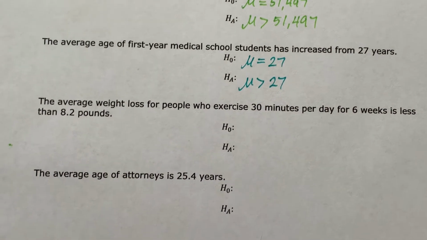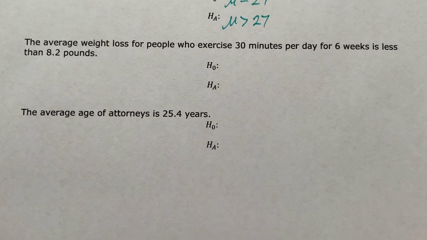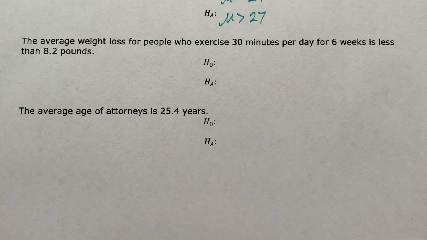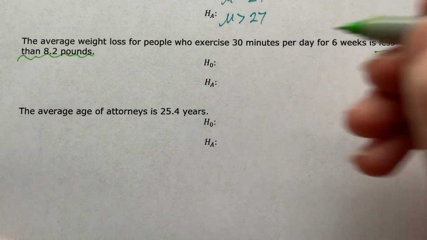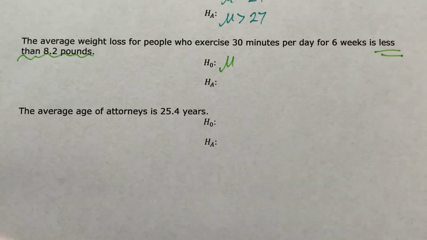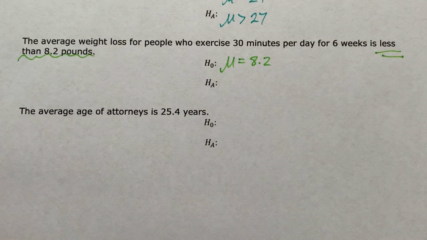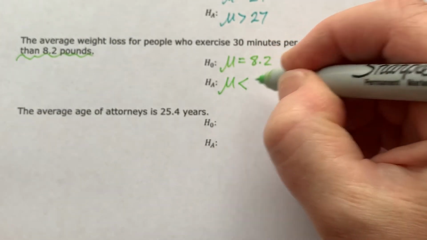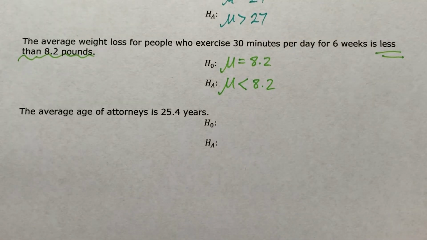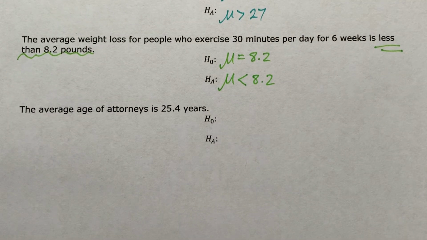Let's look at this question. The average weight loss for people who exercise 30 minutes per day for 6 weeks is less than 8.2 pounds. Somebody told me that it might be more, but it's actually less. This is my suspicion. Then the status quo is that we are losing 8.2 pounds. That's what I expect, but I suspect it's not quite that. I think that it might be a little less than 8.2 pounds. Some person might lose 8.3, some person might lose 7 pounds, some person might lose 6 pounds.